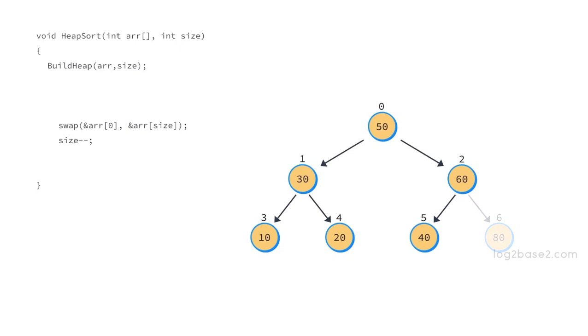And the third step is to check heapify order from index 0. And this should be continued till size becomes 0. That is, till all the elements are sorted. So in each iteration, one element will be sorted. So at the end, all the elements will be in sorted order.